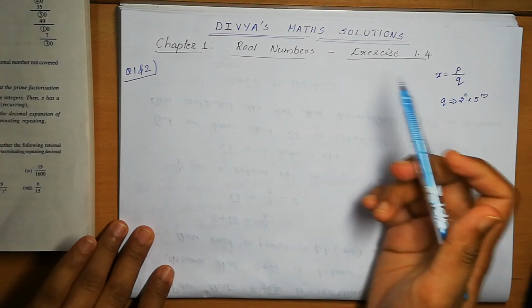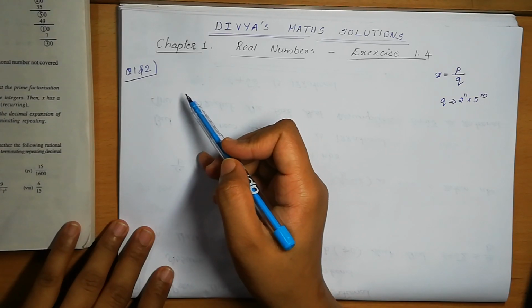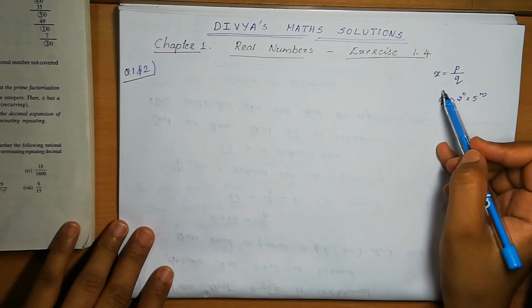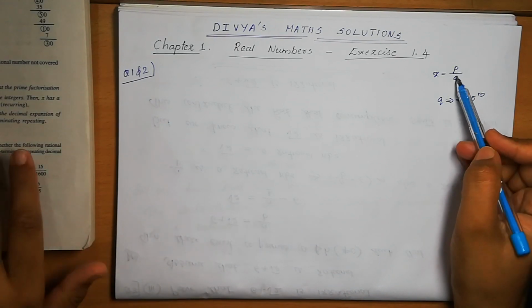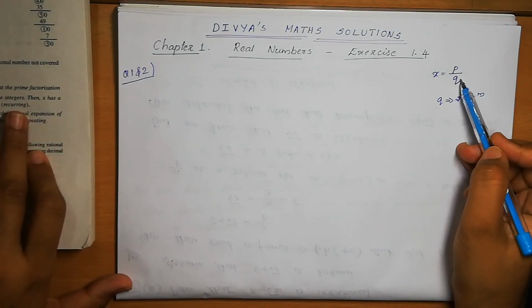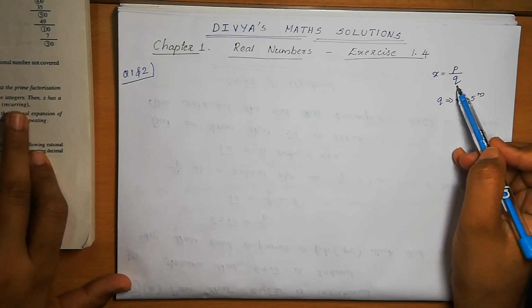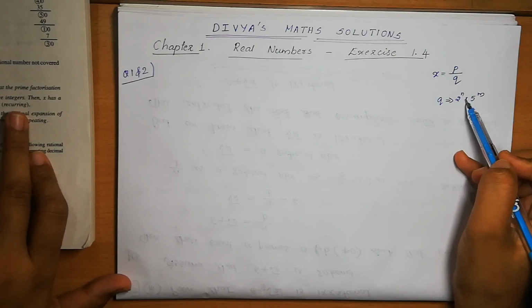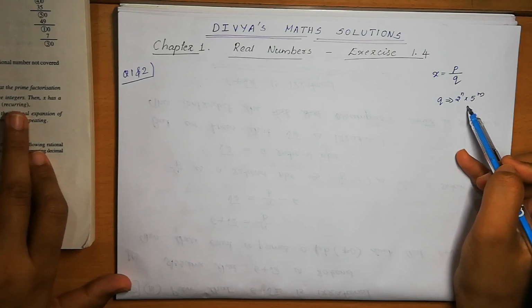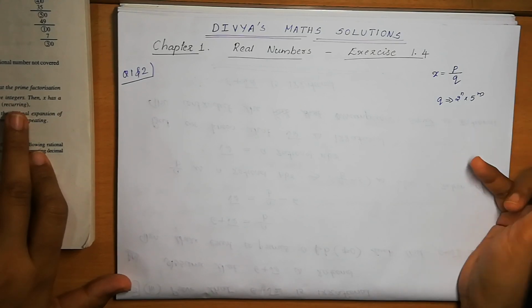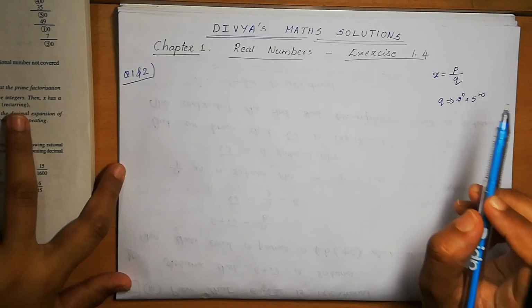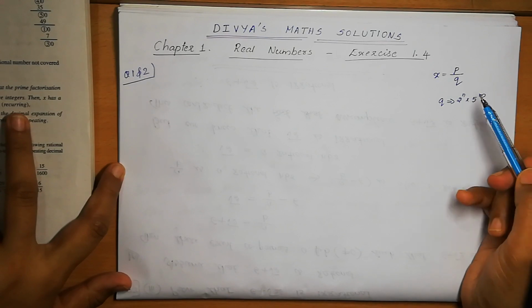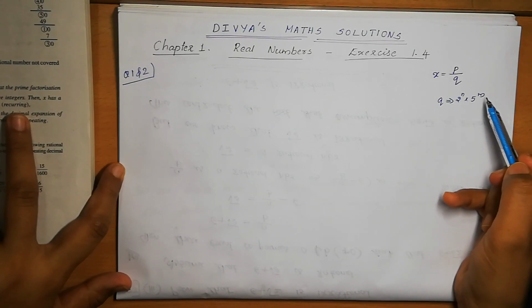Before that, how can we identify whether it is a terminating or non-terminating decimal expansion? If a rational number is in the form x equal to p by q, then if the prime factors of q are in the form of 2 raised to n into 5 raised to m, we can say that the expansion is terminating. That means 2 into 5 is 10. If a number is divided by 10, we can put the point back, and we can say that it is a terminating expansion.